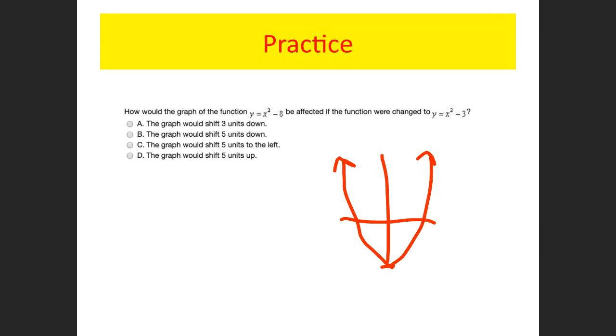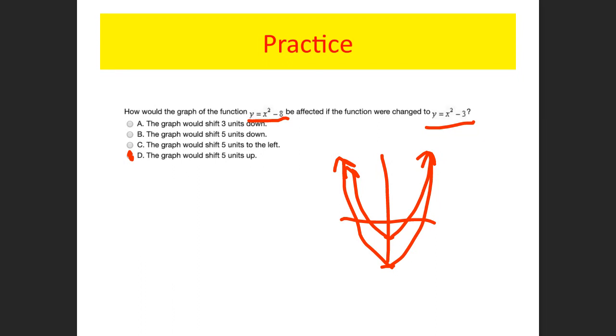And then they said, well, how is it affected if it changes to x squared minus 3? So minus 3 is way up here. So really, isn't it just shifted up 5 units? This graph to this graph is just shifted up 5 units, because it started here at minus 8 and went up to minus 3. The graph would be shifted 5 units down. Nope. The graph would be shifted 5 units to the left. Nope. The graph would be shifted 5 units up. Yep, I'll go with that one.